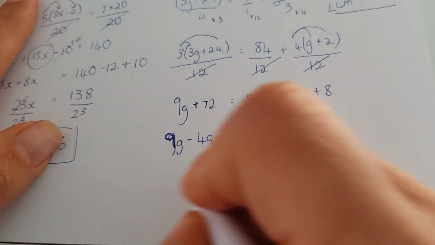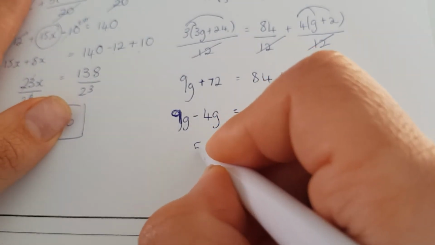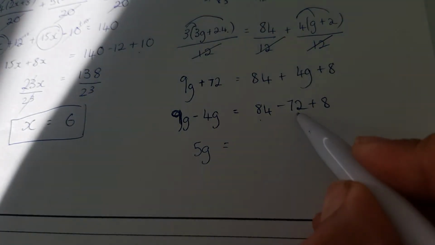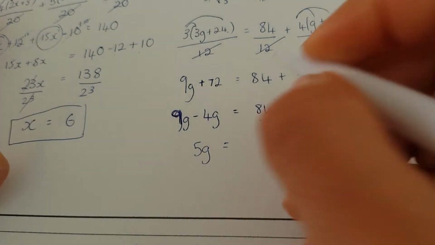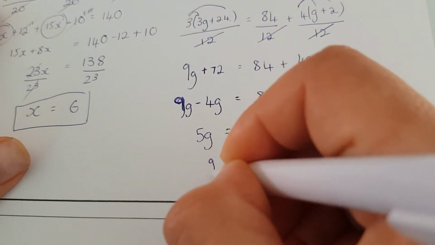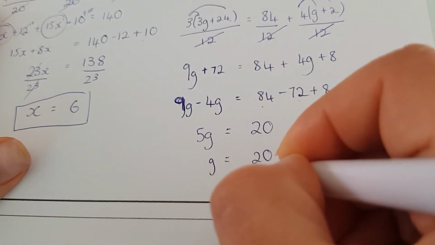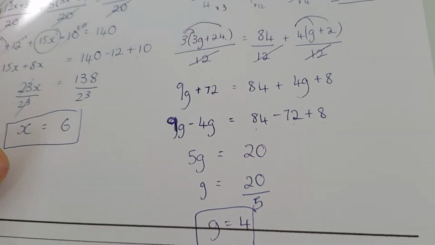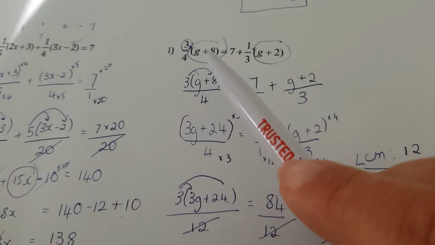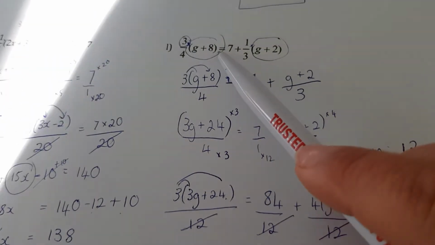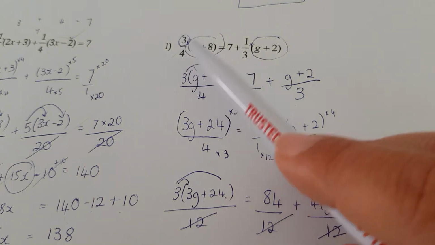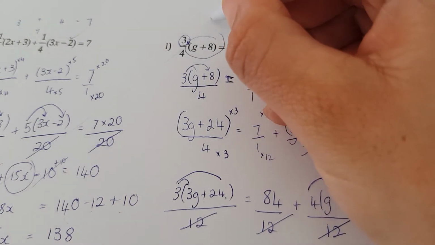Now 9g minus 4g, and 84 minus 72, which gives us 12. 12 plus 8 is 20. So 5g is 20, and g is 4. We can check it out and see if it's correct or not. 4 plus 8 is 12. 12 divided by 4 is 3. 3 times 3 is 9.